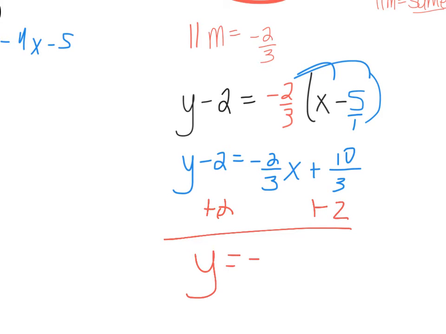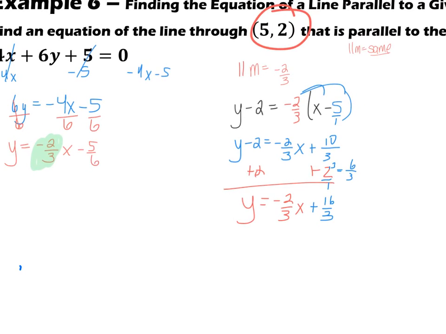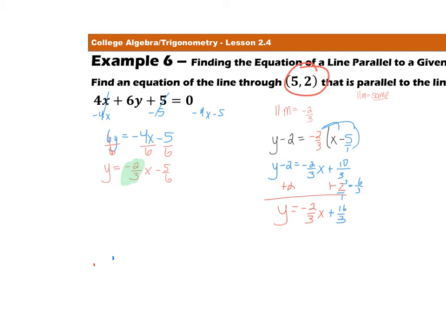So y equals negative 2/3 x. Can I change 2 to thirds? Yes. This is 1 on the bottom, right? 1 times what gives me 3? 3. So 2 times 3 is what? So I have plus 16 over 3. Can you just leave it just like that? But looking at this, guys, are these two lines now parallel? Yep. Because they have what? The same slope.